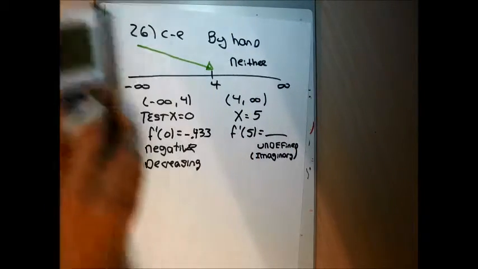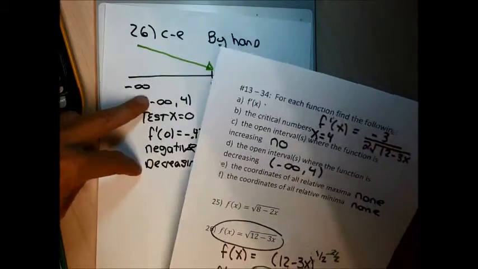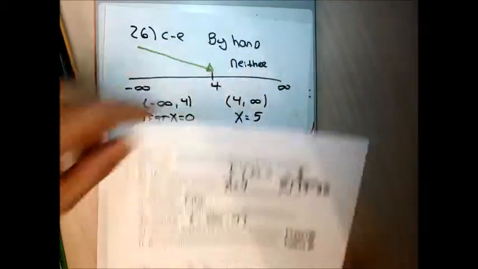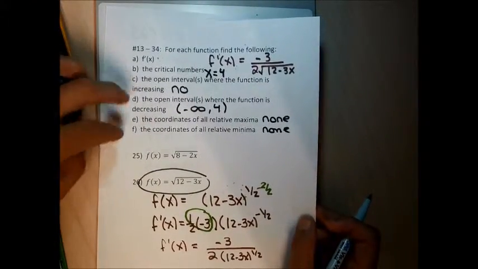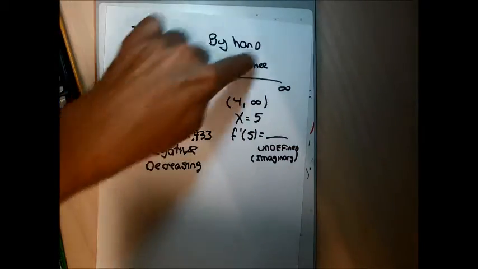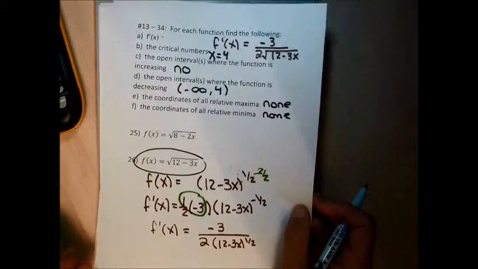So now I could transfer this to my work here. It's decreasing in the interval negative infinity to 4. I don't have any intervals with an up arrow, so it's never increasing. And for these parts, I look at my number line, I don't get two intervals next to each other where the graph changes direction, so it's never given me a maximum nor a minimum point.